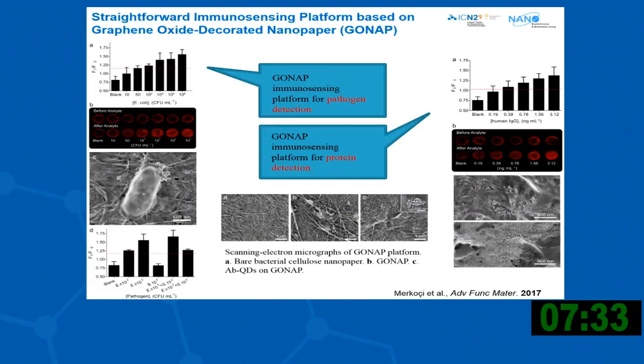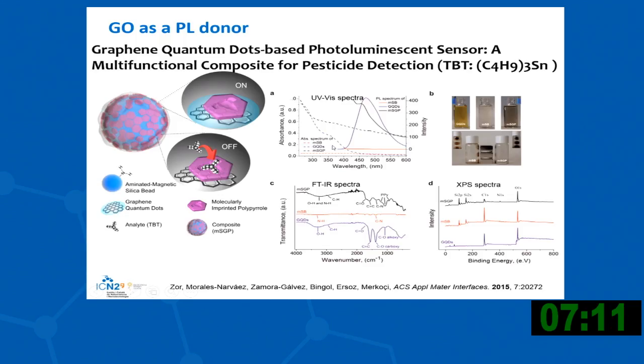I show here some results of the operation of this system, either for pathogens. We have evidence from images and microscopies for the operation with pathogens, but also for proteins. So the system is able to work as an immunosensing platform, either for pathogens or proteins.